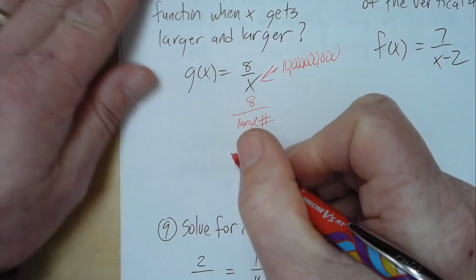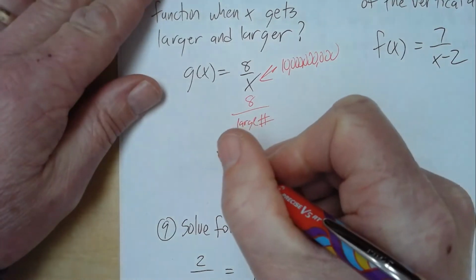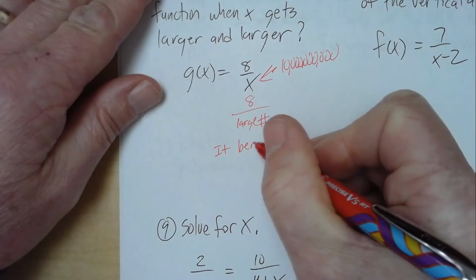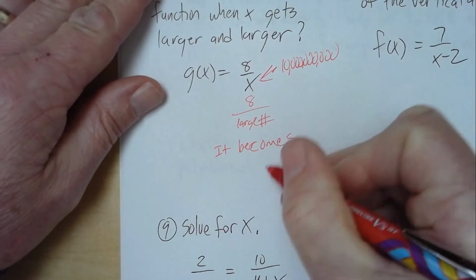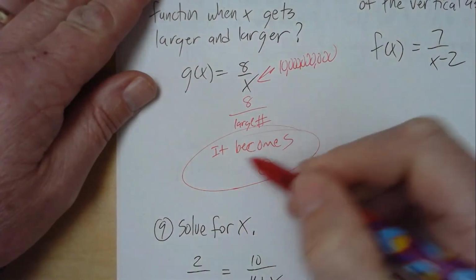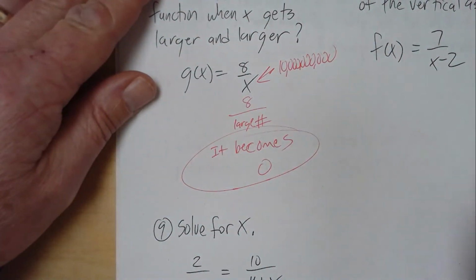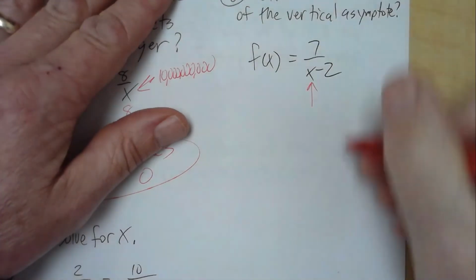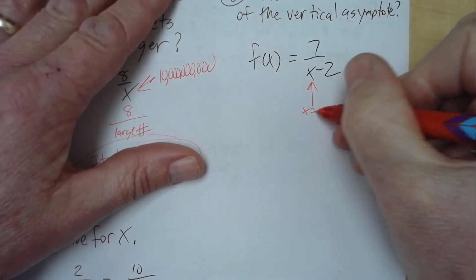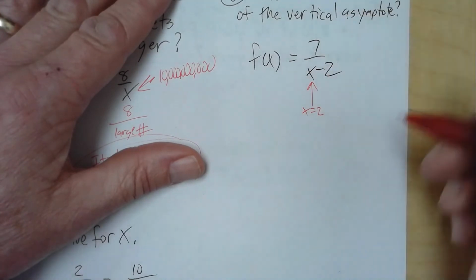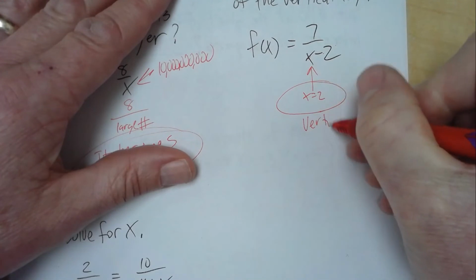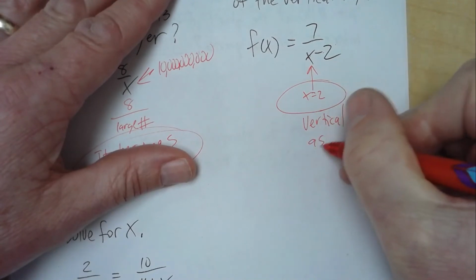So what happens to the function? It becomes 0. So when you put a larger and larger number, the whole function heads towards 0. It becomes 0. You're not allowed to divide by 0. So if you make x as 2 and you put 2 in there, 2 minus 2 is 0. So x equals 2 is the vertical asymptote.